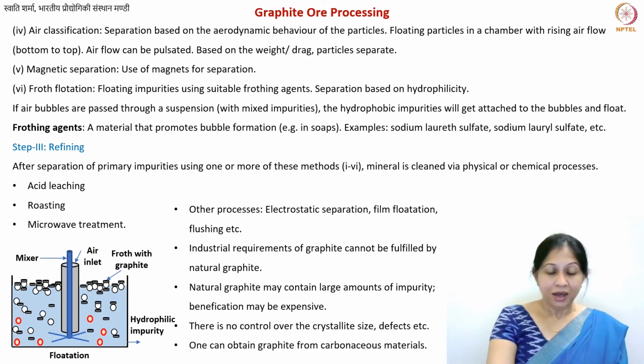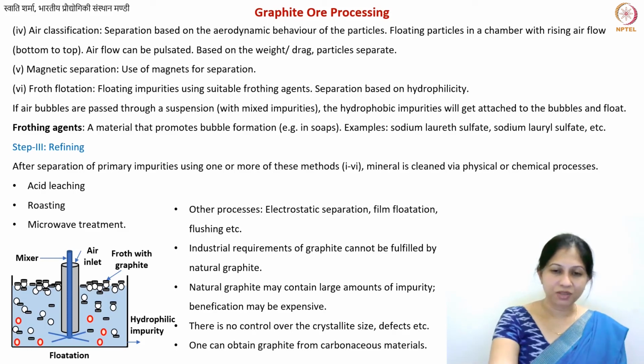Okay. As I mentioned, from carbonaceous materials, organic materials, from many different precursors, from polymers and so on, you can get your graphite, but not all polymers will work for this. So this is something we are going to discuss in our next lecture.